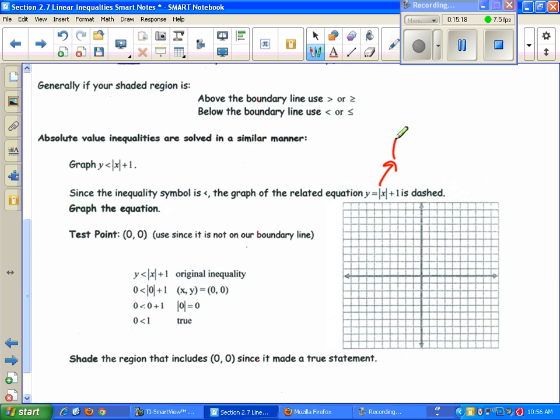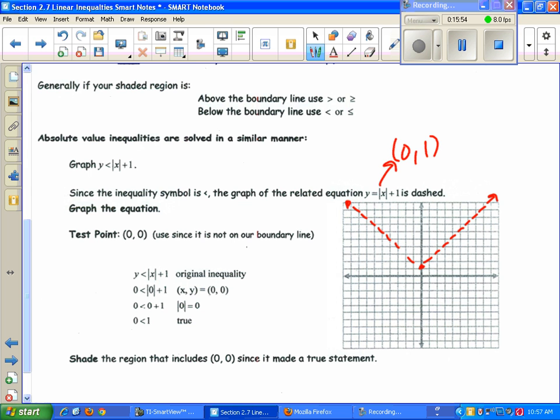The vertex for this equation is going to be 0, 1. So I'm going to put that in my graph first, which is right here. And then I could make a table or look at my calculator to help me graph the rest. I know that the rest of my graph is just going to be a dotted line going like this. And remember, it's dotted because we are not equal to.